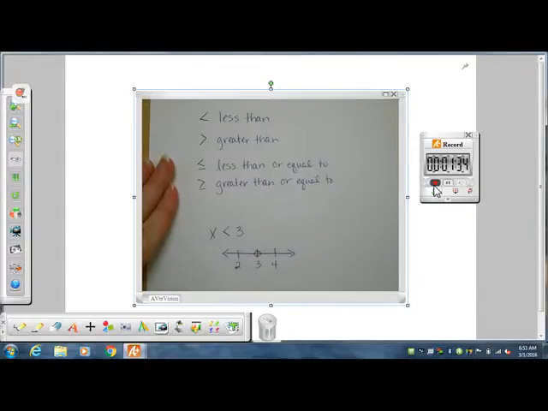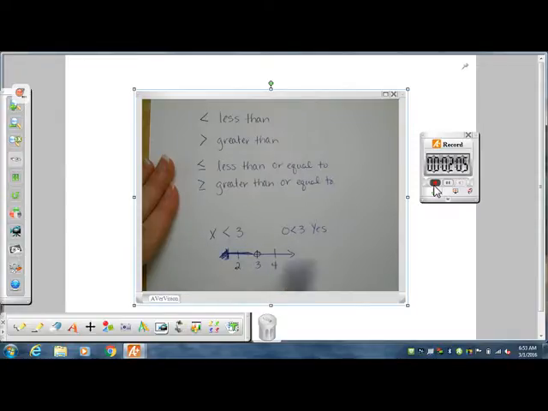For example, my favorite number to plug in is usually 0. 0 is not on here, it would be over here, but we could check: is 0 less than 3? Yes, it is. That means 0 is less than 3. So all of these values going this direction would be the values that make that true. If I plugged in 4, 4 is not less than 3, so those don't make it true.